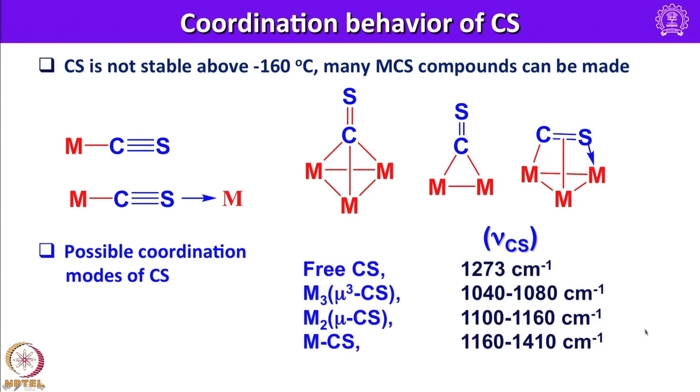If you look into the stretching frequency, free CS comes around 1273 centimeter inverse, and when it is bridging three metal centers, the value is in the range of 1040 to 1080 centimeter inverse, and in case of double bridging it is 1100 to 1160. When it acts as a terminal ligand, the stretching frequency of CS is around 1160 to 1410. It is a little different from carbon monoxide. As I had already mentioned, this is a better sigma donor and a better pi acceptor compared to carbon monoxide.